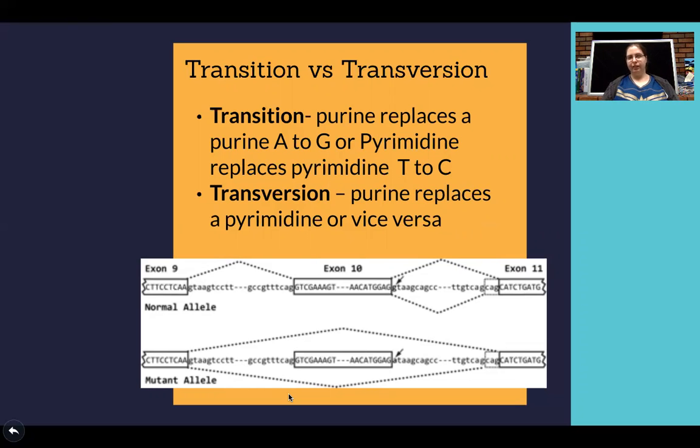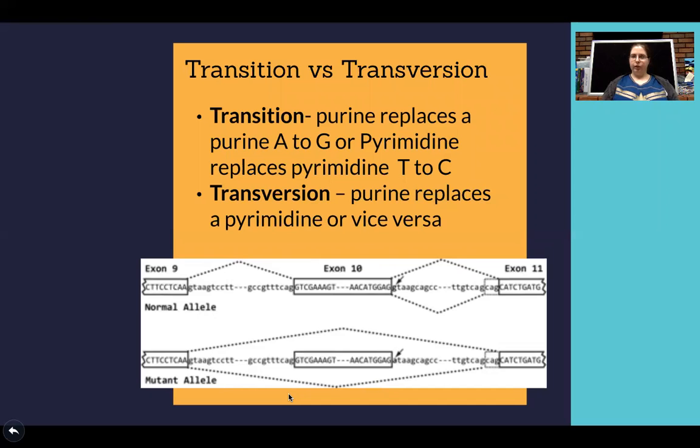Or a pyrimidine replaces a pyrimidine. So thymine and cytosine are the pyrimidines. They're smaller. They're a single ring structure. If you originally had a thymine and it gets exchanged for a cytosine, that's a transition as well. So you're taking a like base and exchanging it for a like base. So purine for purine or pyrimidine for pyrimidine.